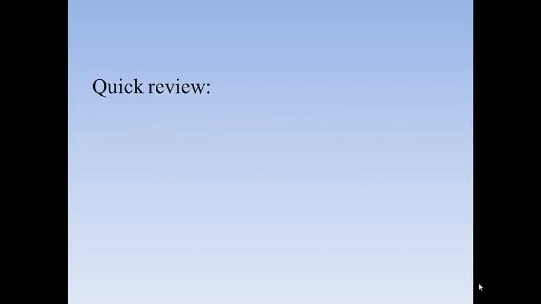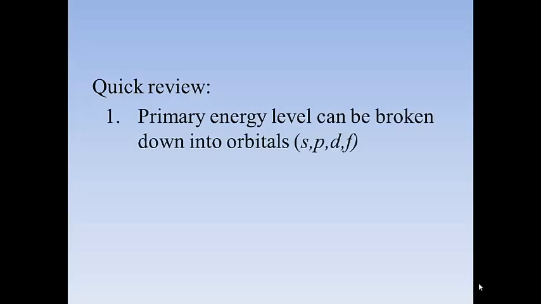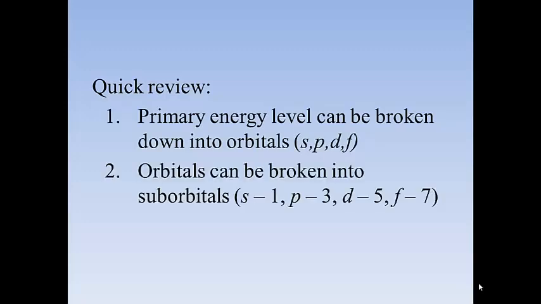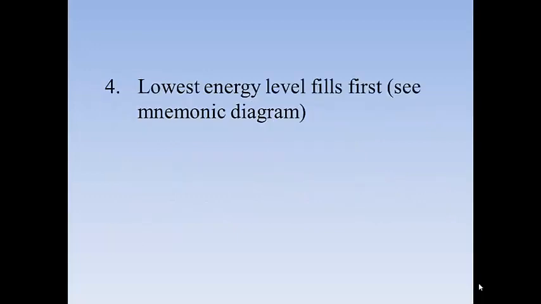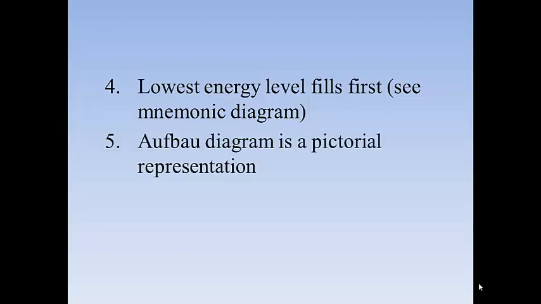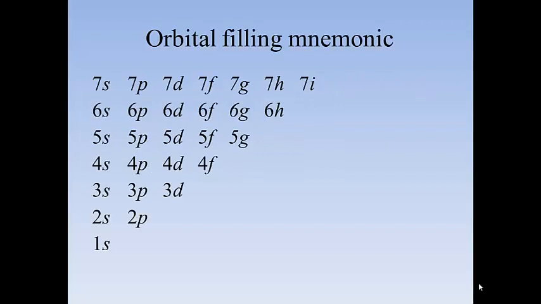Real quick review. Remember that the primary energy levels can be called orbits, and orbits can be broken down into orbitals. Orbitals can be broken down into suborbitals. Each suborbital can hold 2 electrons maximum. The lowest energy level fills first. You still need your mnemonic diagram, the one that was in your packet, and that the Aufbau diagram is a pictorial representation. Here's your mnemonic, just to remind you what it looks like.